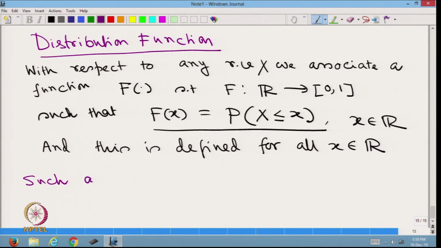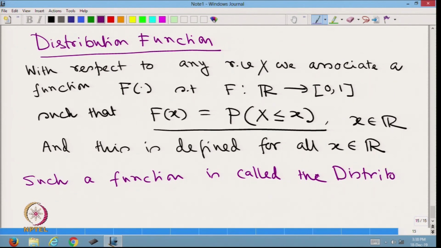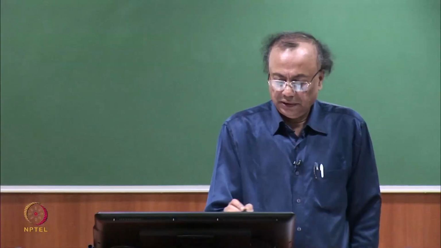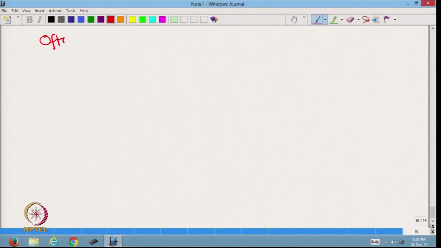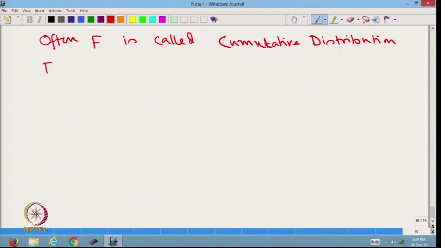Such a function is called the distribution function of the random variable X. In some books, you may find the term cumulative distribution function or CDF to denote the same thing.